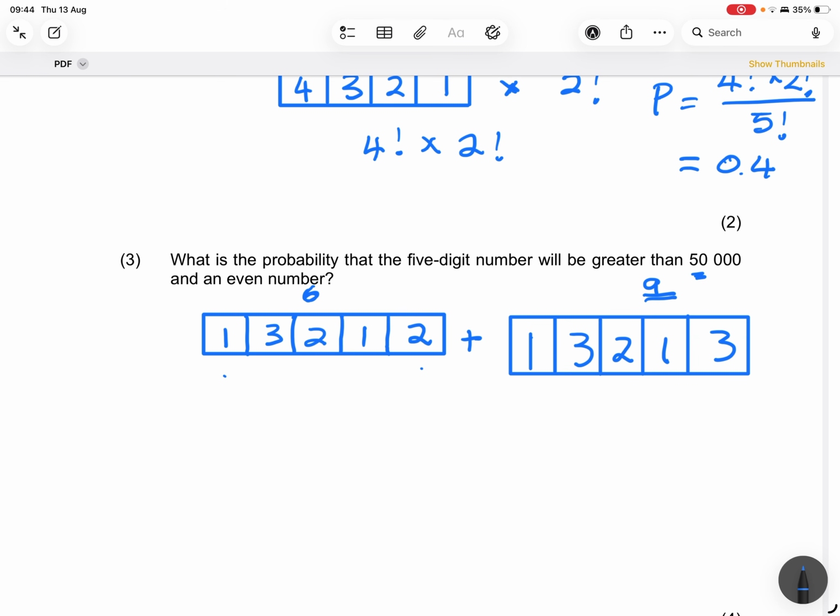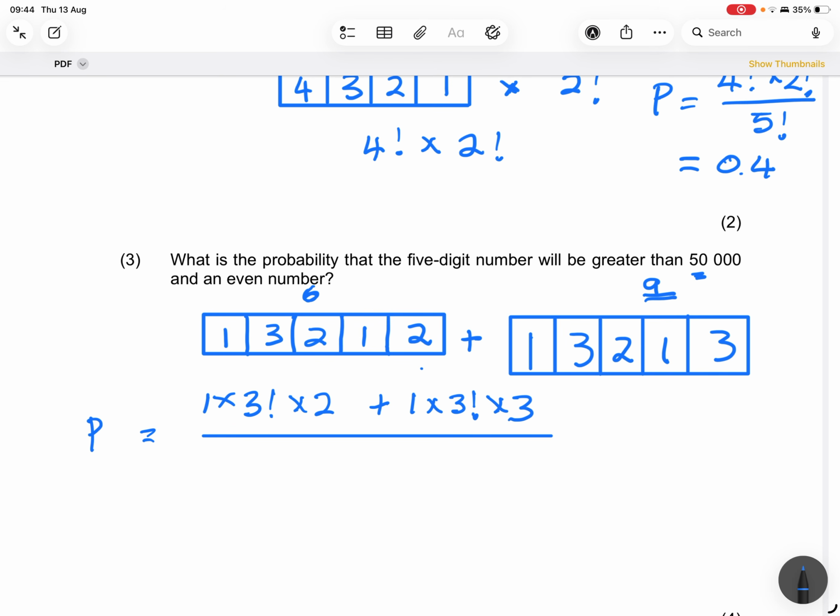So they said probability. So I'm going to have 1 times 3 times 2 times 1. Okay, so that's 1 times 3 factorial times 2 plus 1 times 3 factorial times 3, right? That's the total number. But remember, because we are looking for a probability, we are still going to divide this by the total number. And in this case, we said that was 5 factorial.